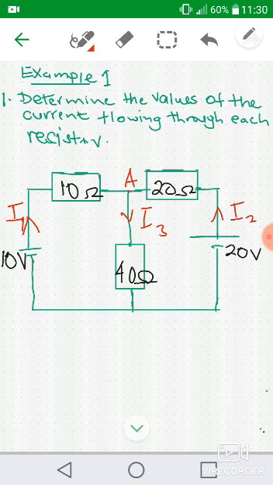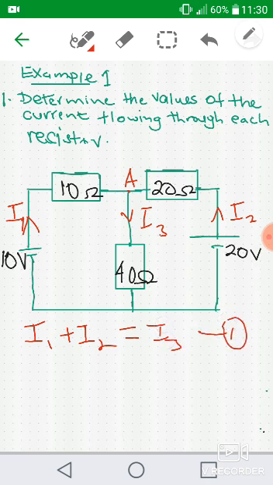So that means if we look at the junction rule, at the junction A, I1 and I2 are entering the junction, while I3 is leaving the junction. So the algebraic sum of current at the junction should be equal to 0, i.e. I1 plus I2 should be equal to I3. That is equation 1. Now the second one should be the loop rule.